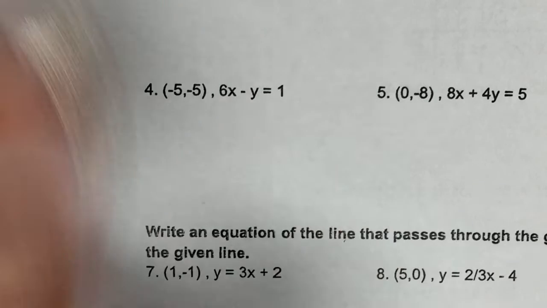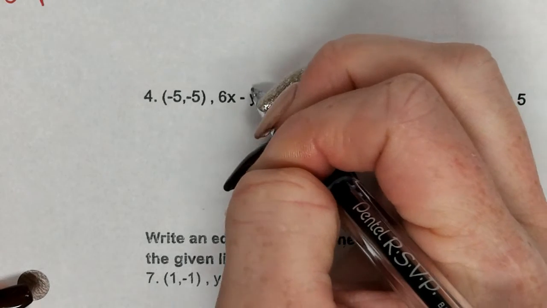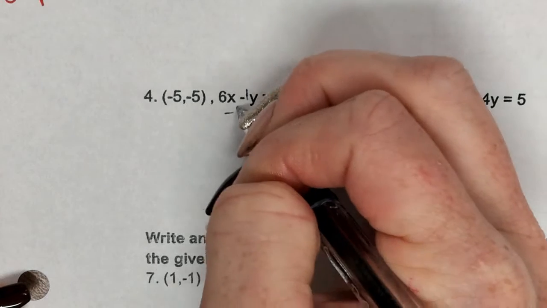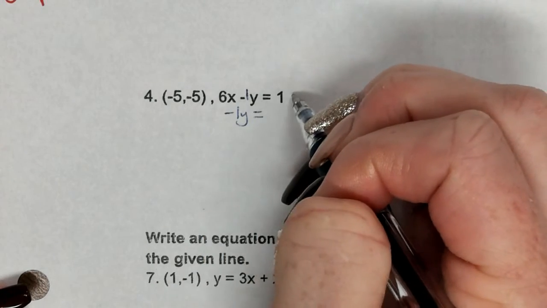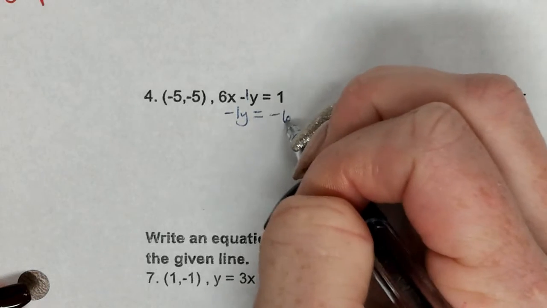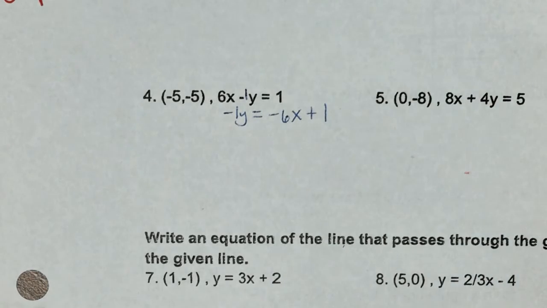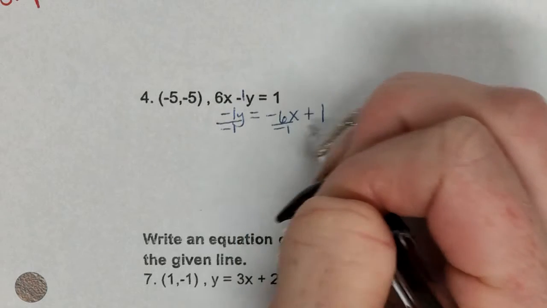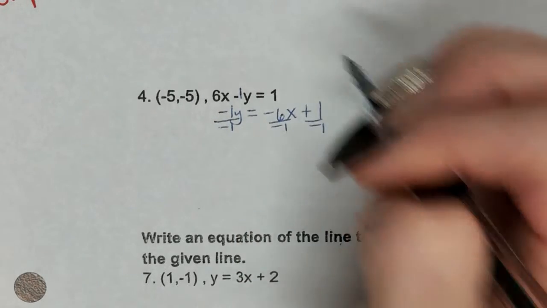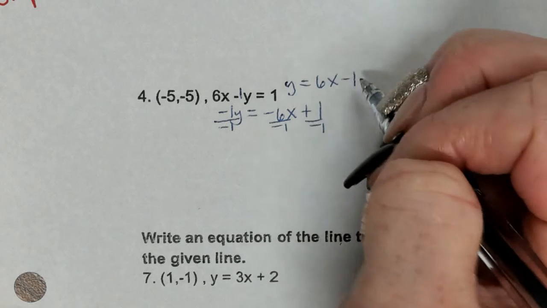The first thing I need to do to this equation is what? Rearrange it. So I have negative, what goes in front of this y? A 1. So I have negative 1y equals, how would I move this 6x to this side? So negative 6x plus 1. Are y'all good? How would I get rid of the negative 1? Divide everything by negative 1. And so I have, I'm going to write it right here, y equals positive 6x minus 1.